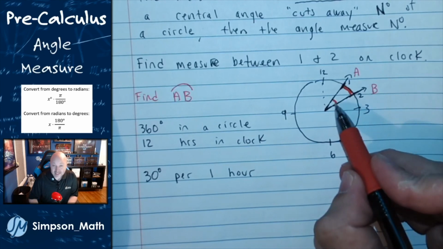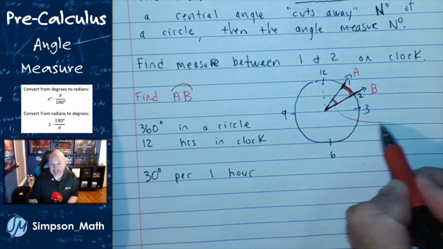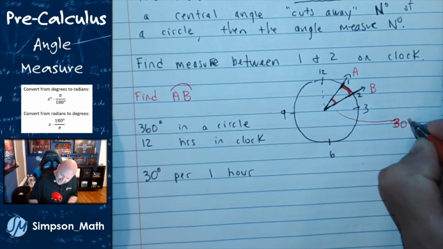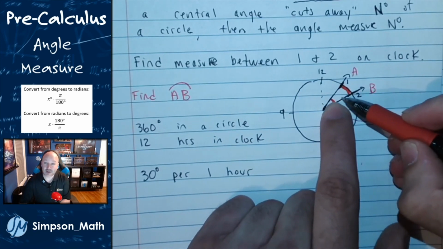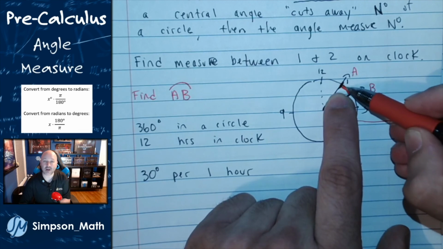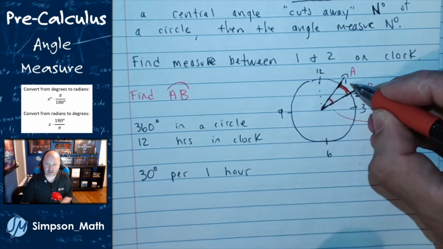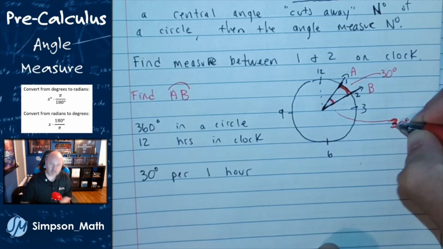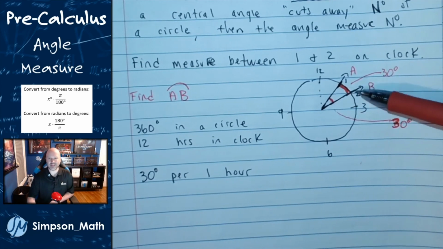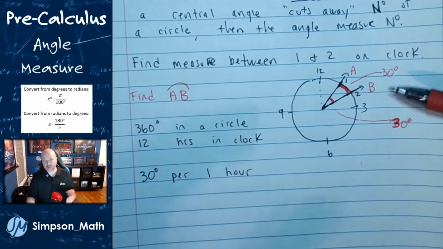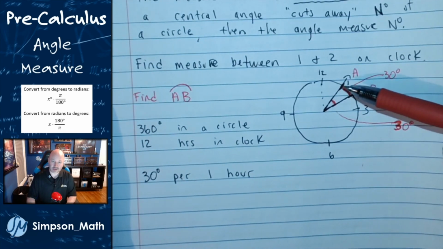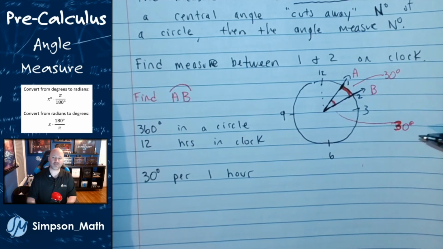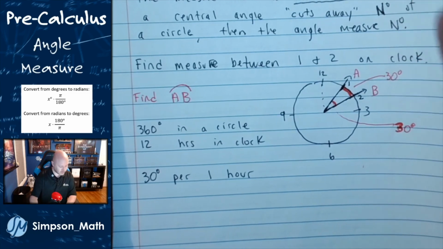So if I can find the measure of this central angle, and it measures 30 degrees, then I can say that the piece of the circumference that it cuts away, this intercepted arc, will also measure 30 degrees. We may have been more comfortable with inches or centimeters, but this is another way to talk about distance, or the curvature of the circle. That arc measures 30 degrees because that central angle also measures 30 degrees. All right.